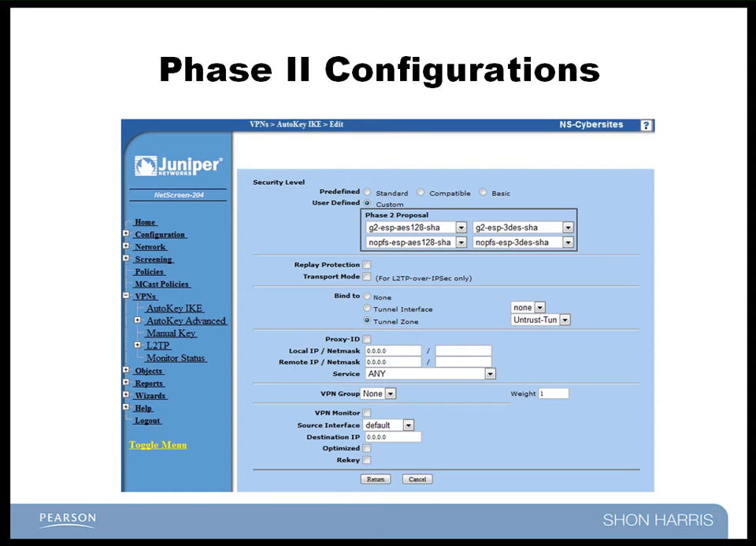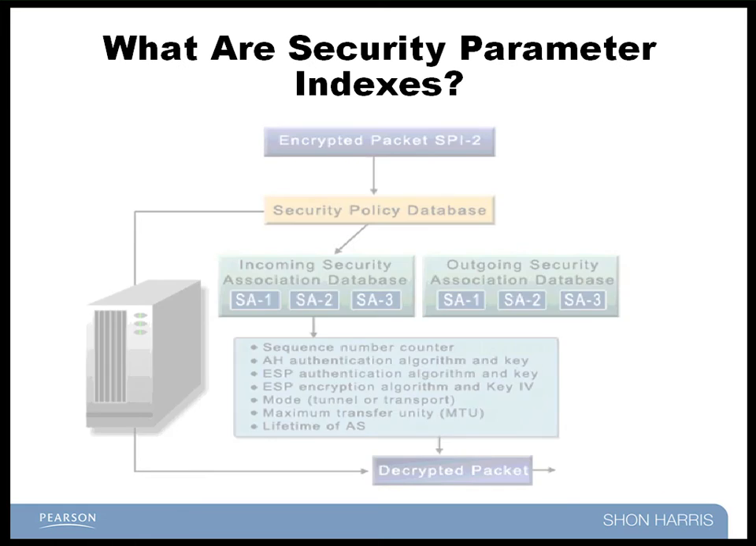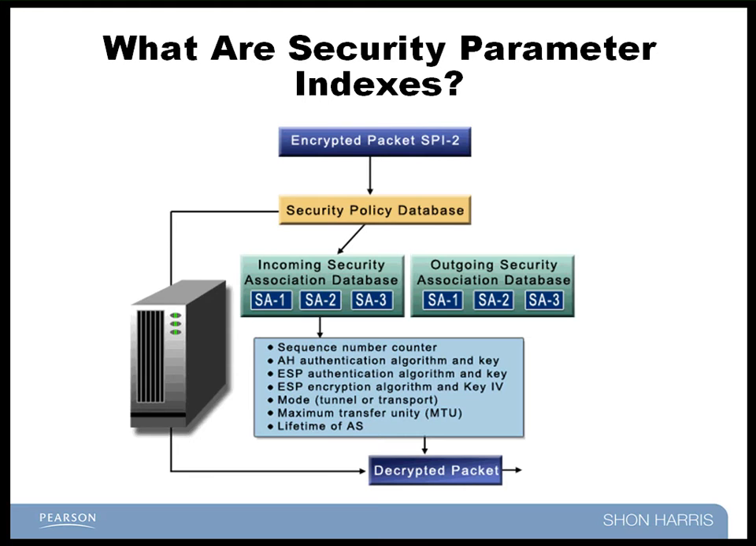In this graphic, a Juniper firewall is configured with multiple Phase 2 attributes, making it capable of supporting a wider range of VPN peers. So at this point, what happens when a gateway supports multiple peers with separate SAs for each VPN?